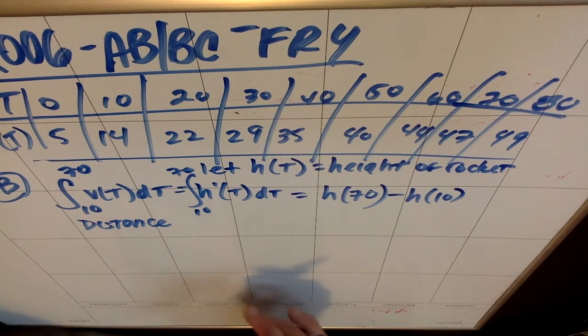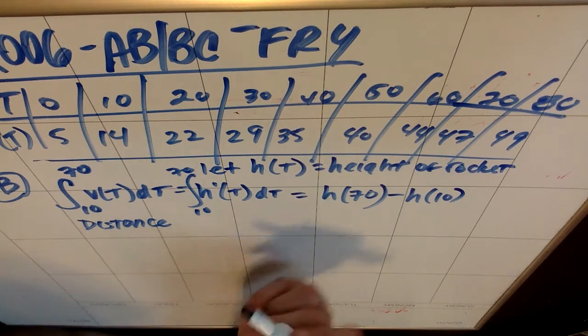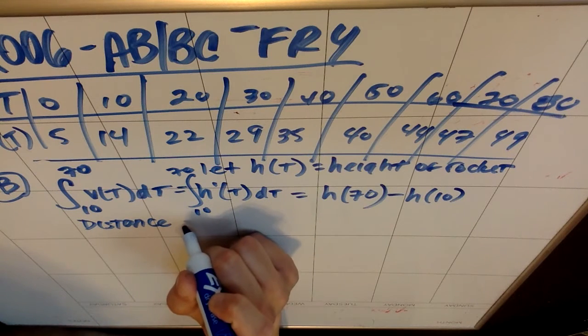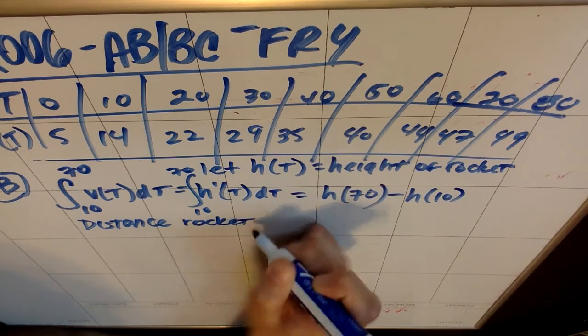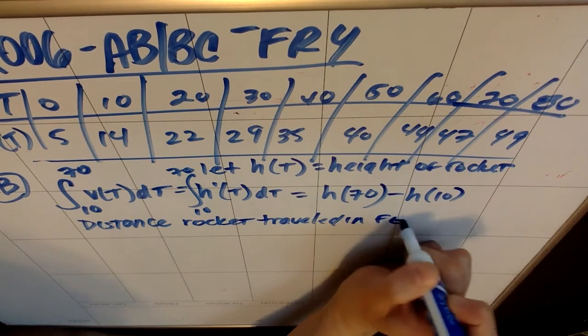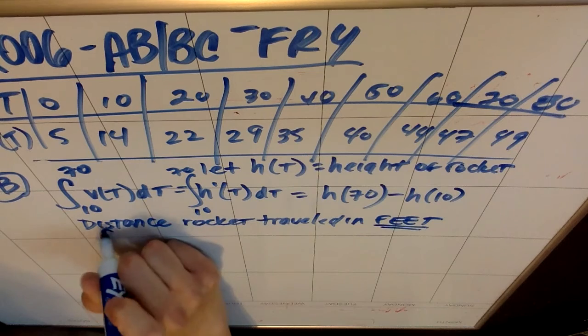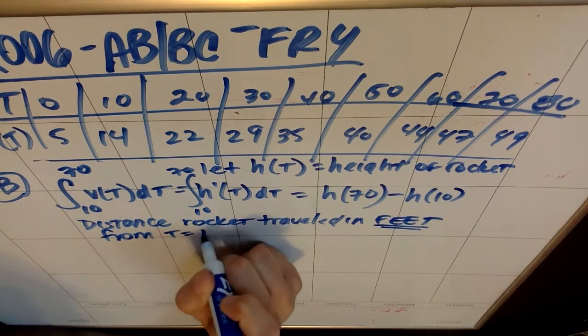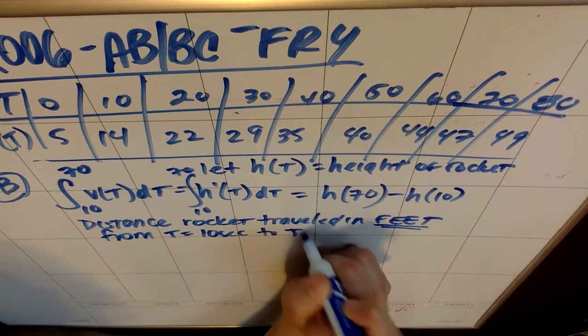And they told us that the rocket is being launched upwards and it's moving upwards all the time. So this is the distance the rocket traveled, right? And then if we look at our units, it's in feet, right? So in feet, from t equals 10 seconds to t equals 70 seconds.